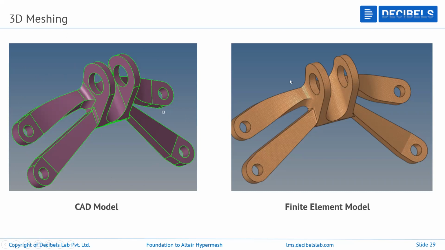For the same model, I have created the tetra mesh. I will show it in two ways. First, using the geometry, how to create the tetra elements. Second, by creating shell elements, how we can get the solid elements or tetra elements. We'll do your first 3D modeling using Altair HyperMesh.